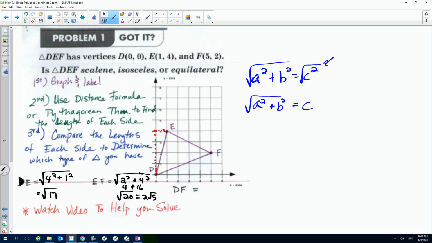But I just want to pay attention to our radicals because we have to see if we have the same radical, to determine if we at least have isosceles. So DF, I'm doing the same thing. We're doing our rise and run. Now we have a 2 here.